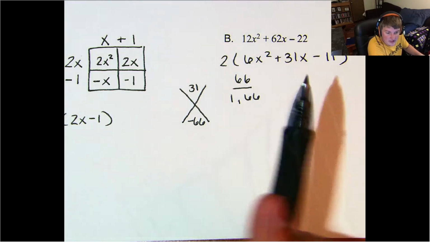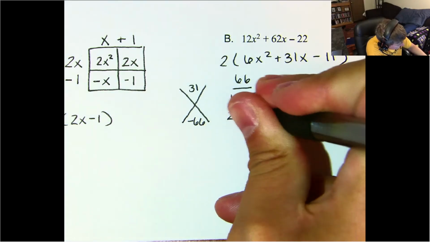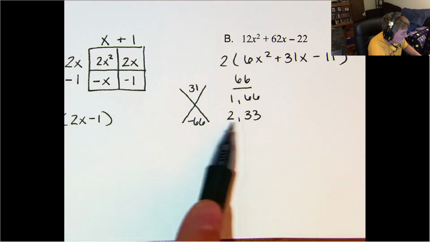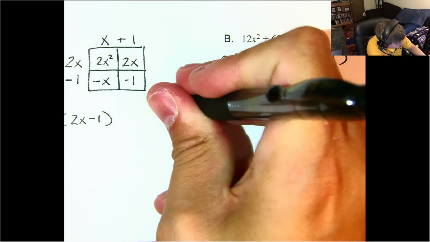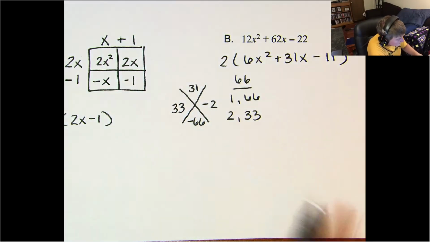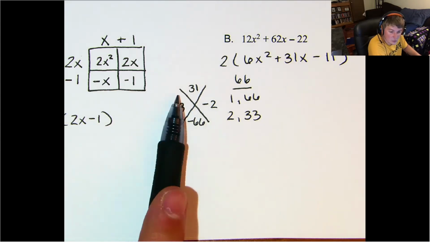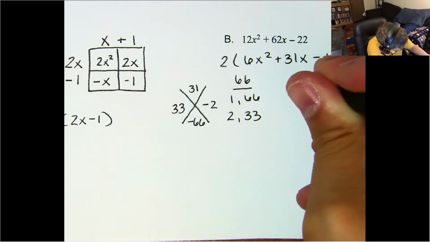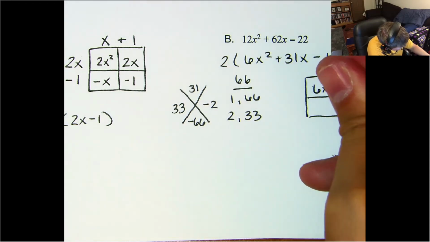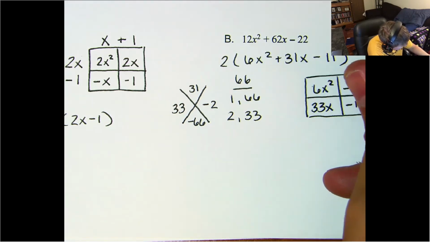So then we can just move on to, what's the next number that divides into 66? Well, that's going to be 2. So I have 2 and 33. So again, one of these numbers is going to have to be positive, and one of these is going to have to be negative. So is there any way I can get to 31 from 33 and 2? Yes, there is. If I have a positive 33 and a negative 2, 33 times negative 2 is negative 66. 33 plus negative 2 is 31. So I'm going to have 6x squared and negative 11 here. I'm going to have 33x and negative 2x.